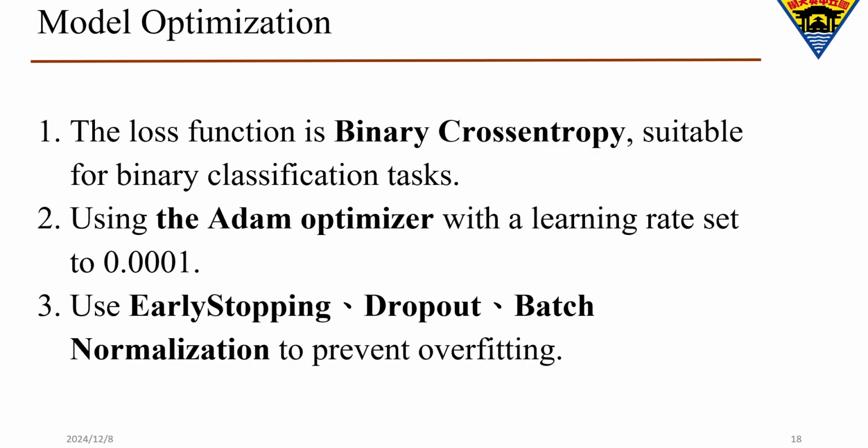Then we have our optimization part. The loss function we use is binary cross entropy, and it really fits our task because it's a binary classification problem. And we use the Adam optimizer. We set the learning rate to 0.001. The third part is to prevent overfitting. We use mainly three methods: one is early stopping, another is dropout, and the last one is batch normalization.